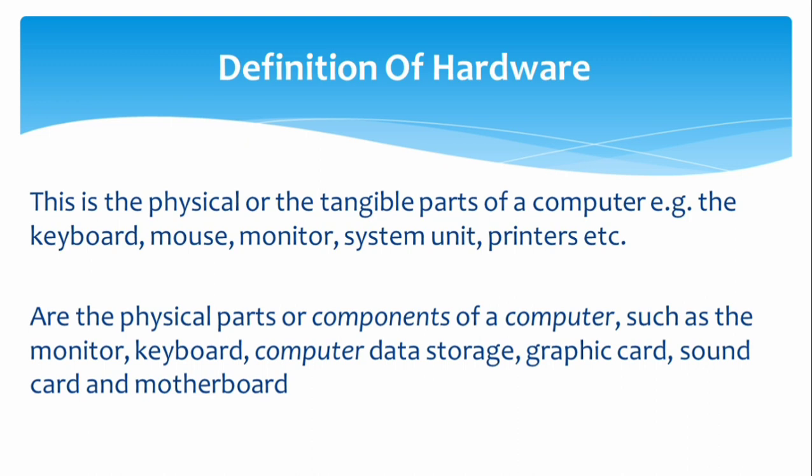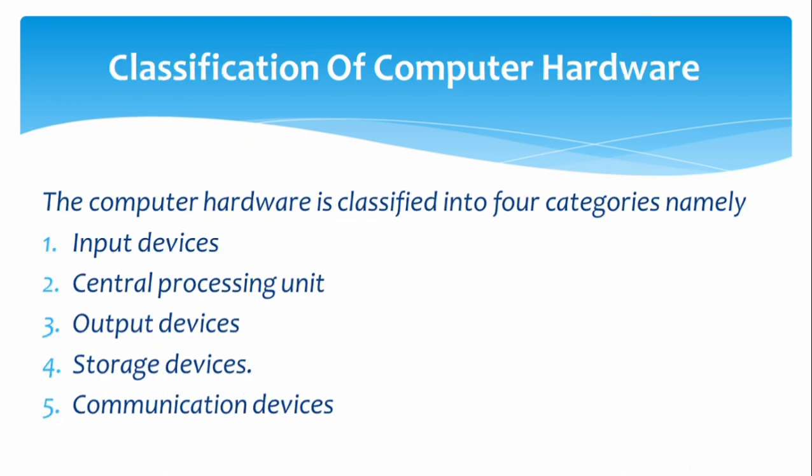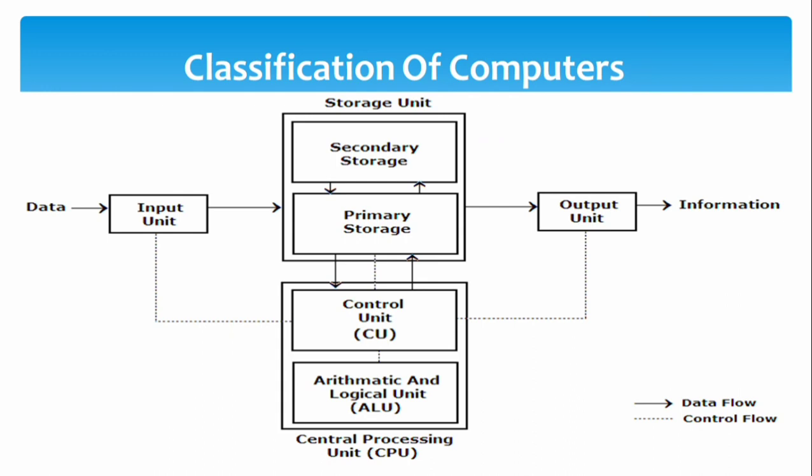Hardware is also classified into five categories. We have input devices, central processing units, output devices, storage devices, and communication devices. This is now a diagram of how they are classified.